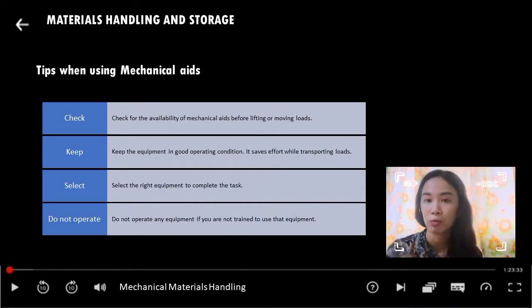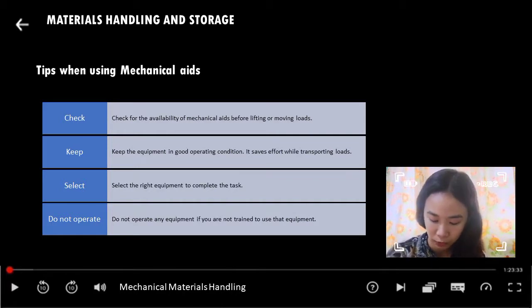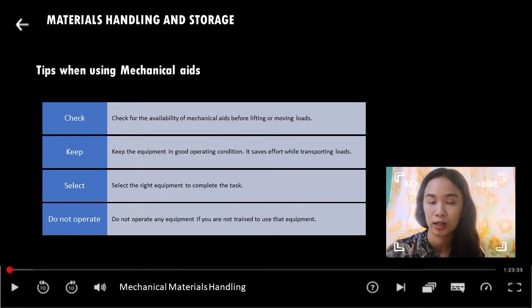So before lifting an object, check first the quality of the equipment if it's available to be used. Otherwise, don't use it. Second, keep the equipment in good operating condition. It saves effort while transporting loads. In working, time is very essential. That's why we need to keep the equipment in good condition for the continuity of doing the task.